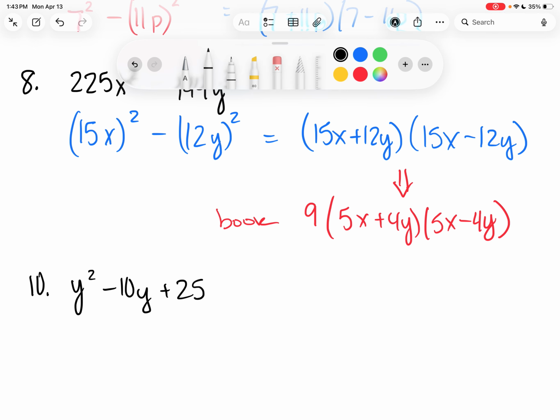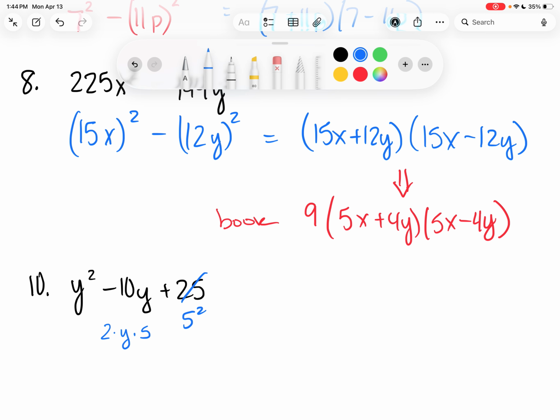So I'm looking for a perfect square trinomial. The first term is squared and the last term is squared, or something squared. So that's just 5 squared. And then the middle term is 2 times the first term times the last term, and then obviously the sign is just depending on the problem.